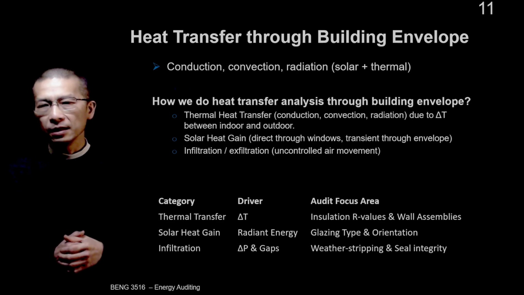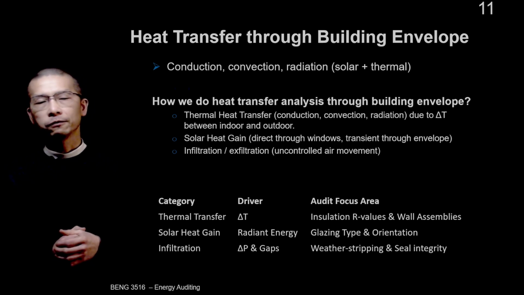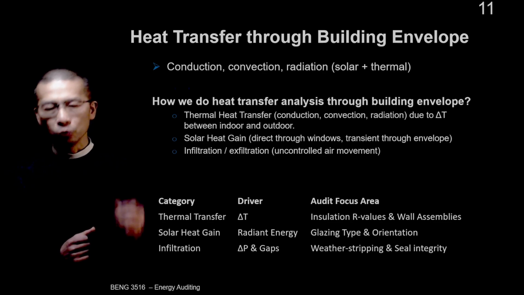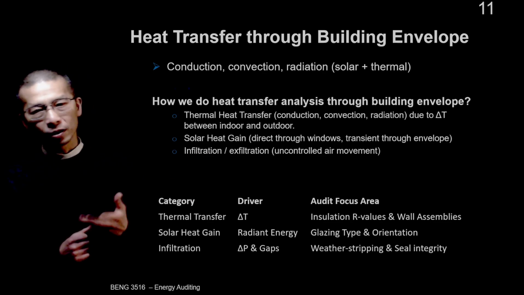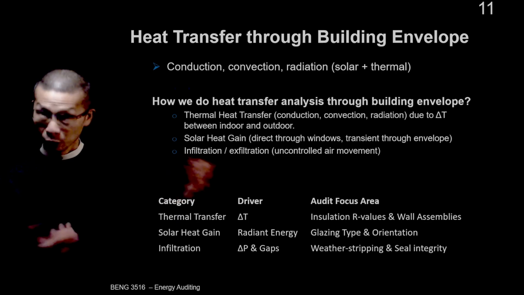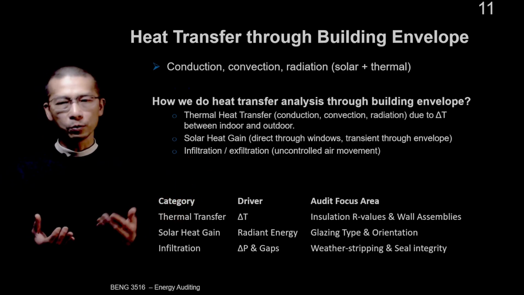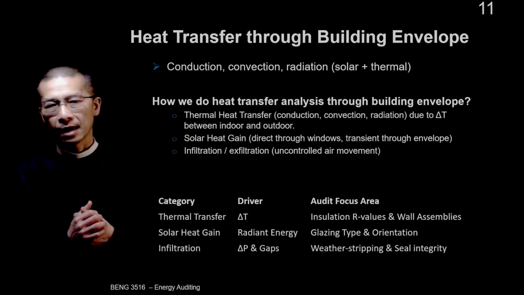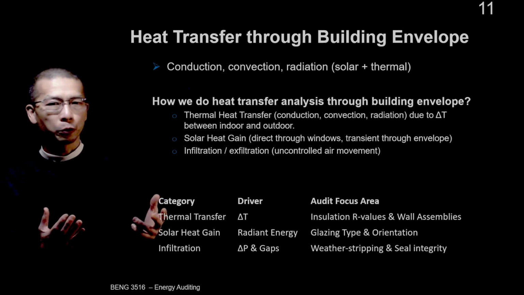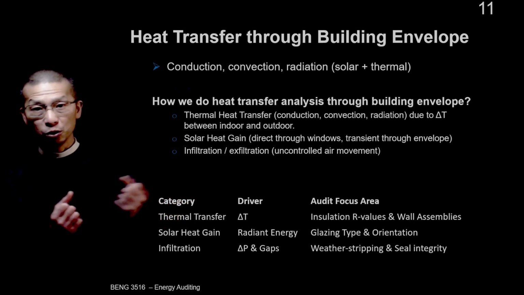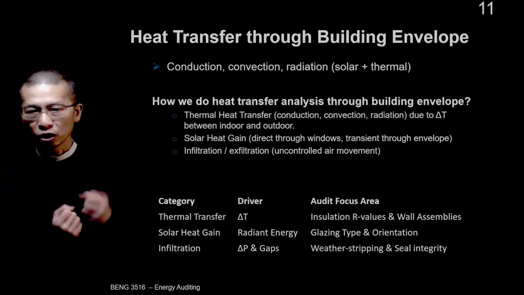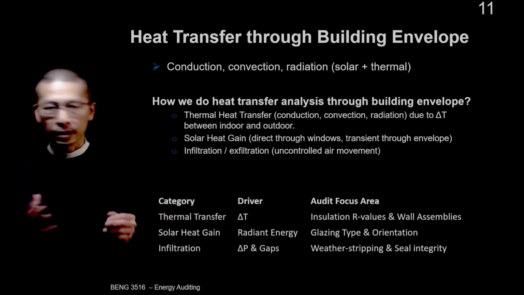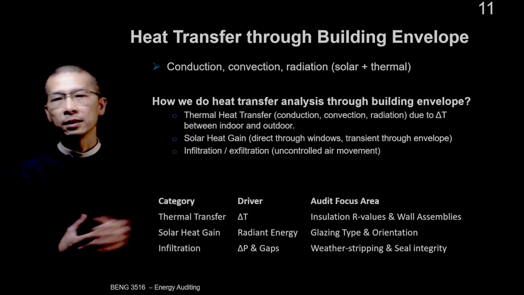Solar heat gain. This is one of the most critical factors for cooling load. It includes direct solar heat gain through glazing areas, which are transparent windows, which is why we document glazing orientations, right? And the transient part, where the sun's energy is absorbed first by the envelope and slowly radiated. Some of it goes back to the environment, but some of it will go into the building.